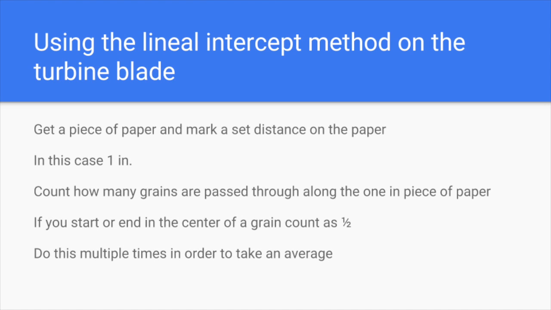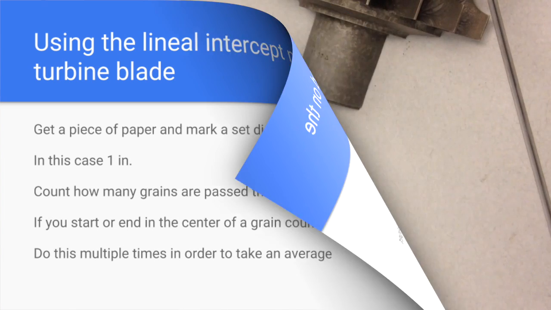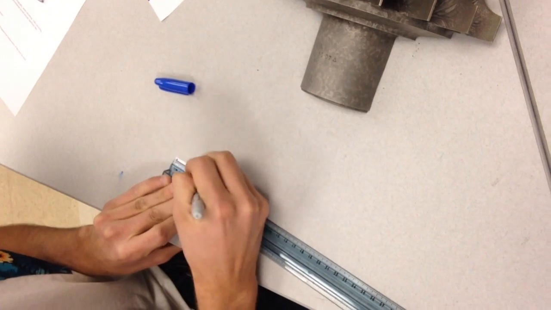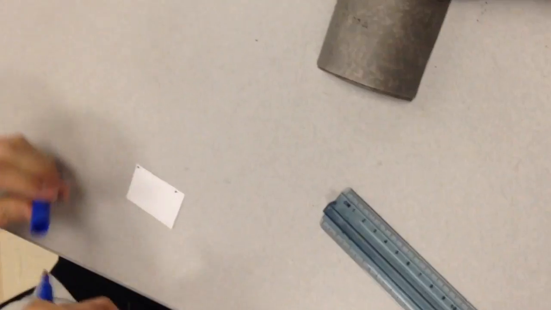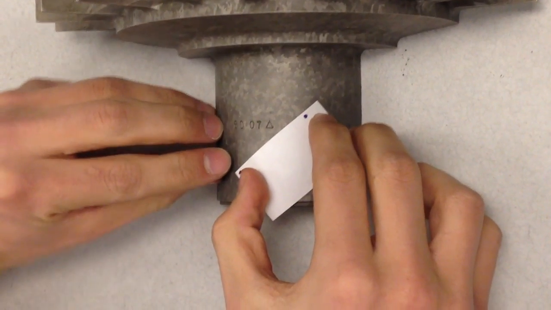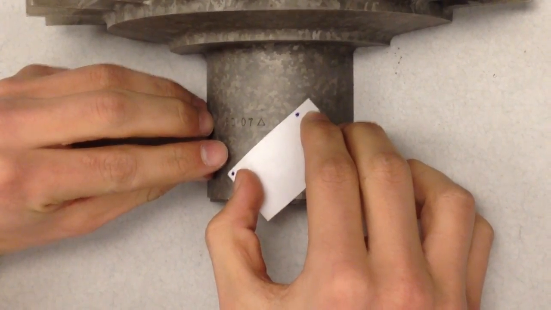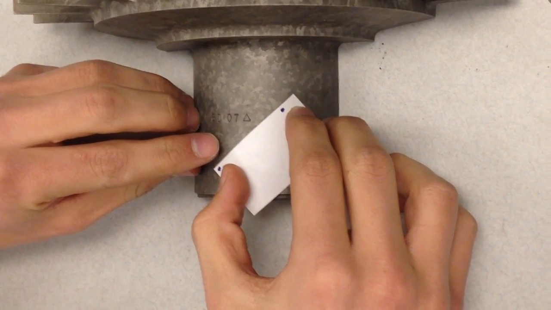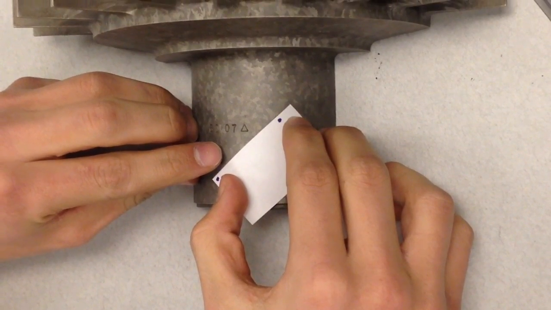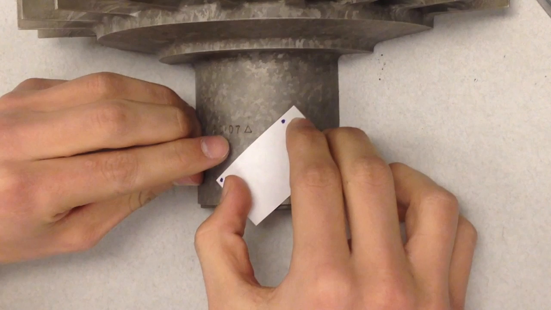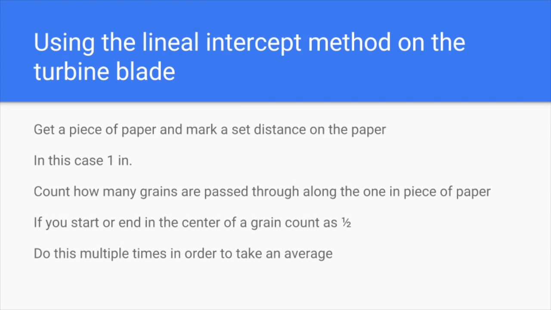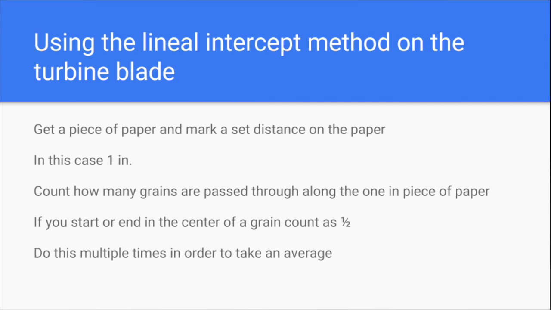For the lineal intercept method on the turbine blade, first mark a known distance on a small piece of paper with a pen. In our example, the distance we marked was 1 inch. Place the paper over the curved section of the turbine blade and count the number of grains that the paper passes through in the known distance. If the paper starts or ends inside a grain, count that as 1/2. To get better results, repeat the procedure multiple times, holding the paper in different directions each time.